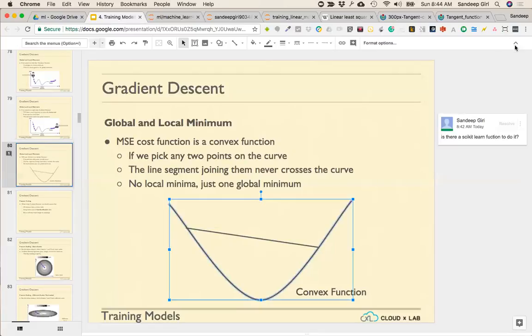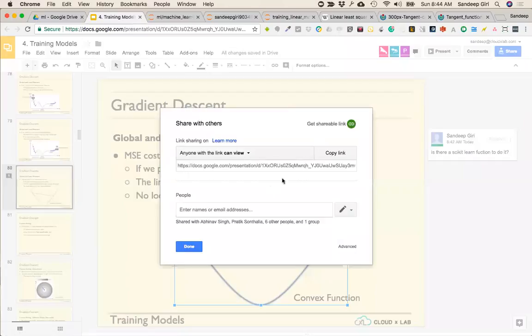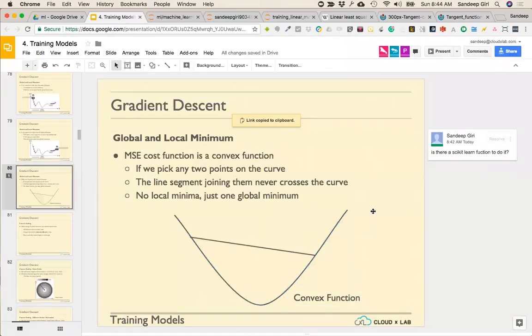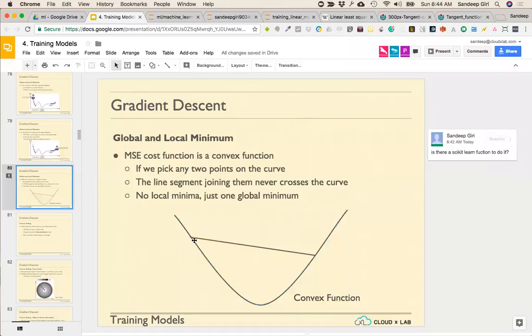All right, let's move ahead. The other way I was talking about is that you just differentiate the function and equate it to 0. If there are multiple values of x instead of 1, then it's a non-convex function.